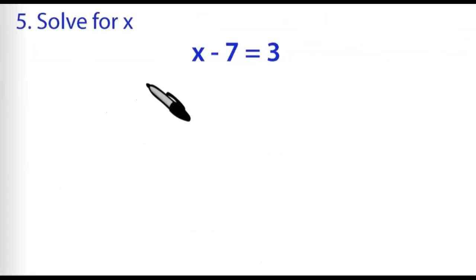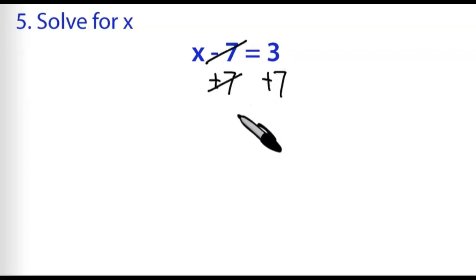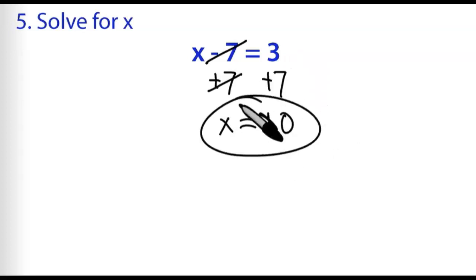For problem 5, we have x minus 7 equals 3. This time a number is being subtracted from x, and to undo subtraction, we use addition. So we'll do plus 7 on both sides, and on this side, the minus 7 and the plus 7 cancel out, leaving x. On this side, we have 3 plus 7, which is 10. So x equals 10.